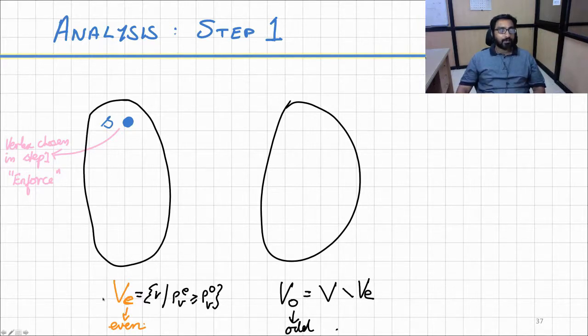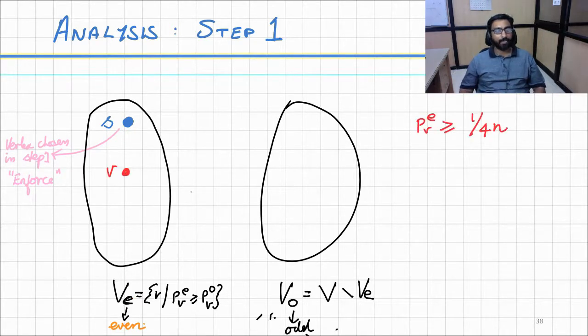So this is VE, and anything other than VE we place in VO. So these are going to be vertices that are more likely, for the random walk to terminate, having a walk length that's of odd length. Well, let us now pick a vertex V. This is some vertex V. For convenience, we placed it in VE, but later we can see that it could be even in VO.